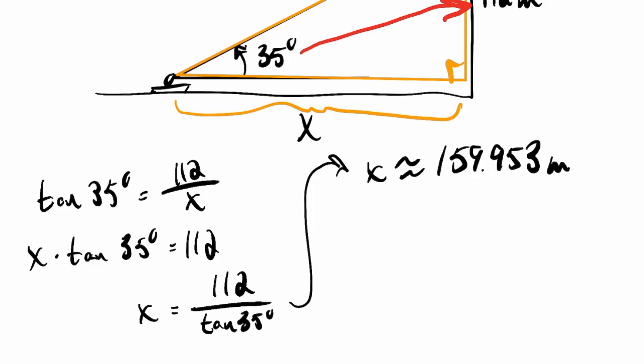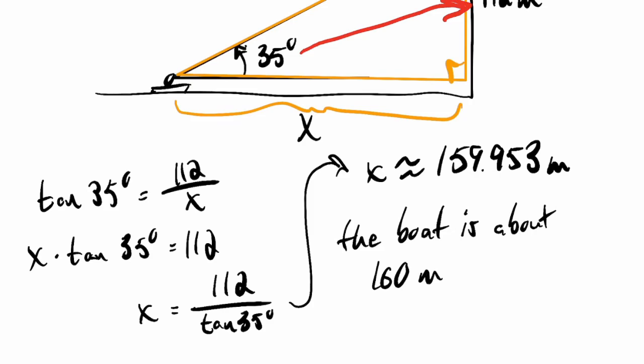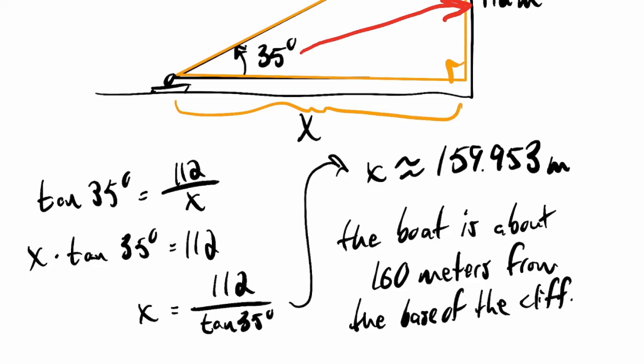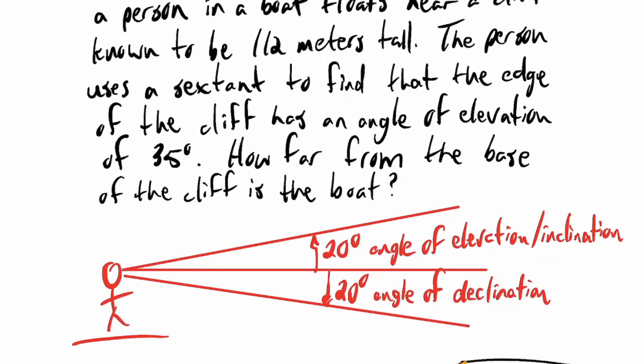Meters. Let's put it in a sentence. The boat is about, let's just say 160. It's really close to 160 meters from the base of the cliff. And there we go. That's the result we wanted. Sometimes it's a good idea to go back and read the question, double check that that really is what you were being asked for. In this case, how far from the base of the cliff is the boat? Yeah, that's exactly it.